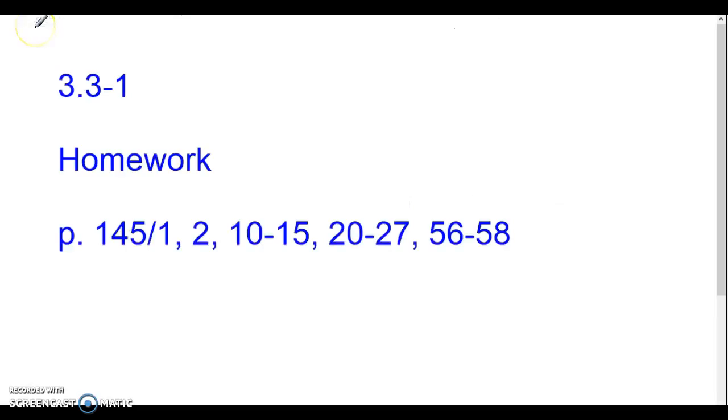And that is it for today's lesson. It's a very short lesson. Tomorrow we're going to be working with word problems on this.